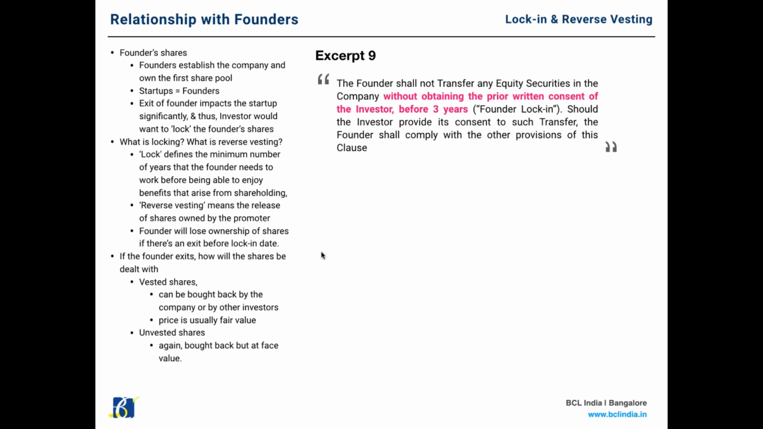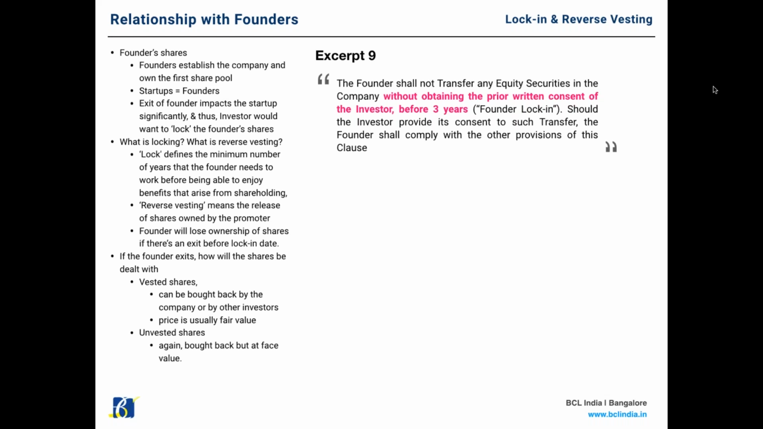Let's look at this excerpt 9. The founder shall not transfer any equity shares in the company without obtaining prior consent of the investor before 3 years, which is the founder lock-in. Should the investor provide its consent to such transfer, the founder shall comply with other provisions of this clause, which means that the founder cannot transfer the shares, cannot exit from the company before 3 years. Also means in some cases, which we'll see, there's another excerpt here which says that these shares will get released 1/3 at the end of each year, which is what reverse vesting is. Forward vesting is something that you would see in ESOPs. Reverse vesting is something that you will see with the lock-in clause.